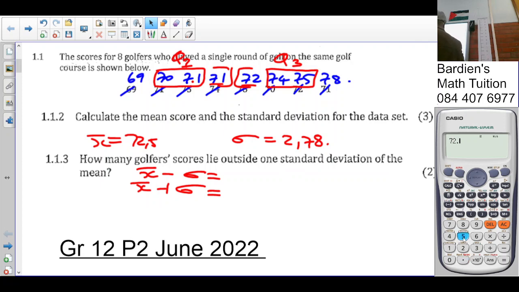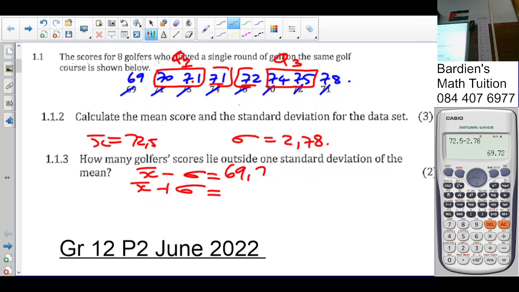We got 72.5 minus 2,78. That gives us an answer of 69,72. And then your mean plus your standard deviation. If it asked for two standard deviations, I would have used 2 times your standard deviation at that point. Okay, 2 times 2,78. But that wasn't the question. So that gives us an answer of 75,28. So we must calculate how many values lie outside these values.